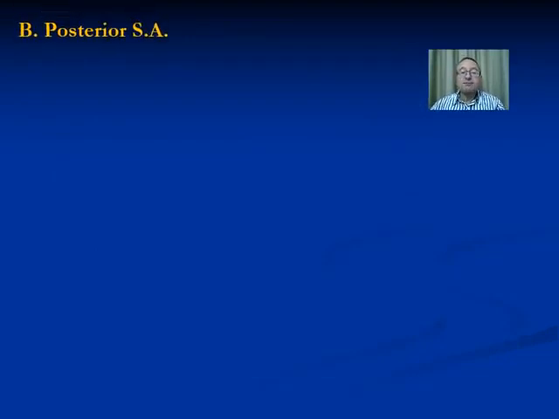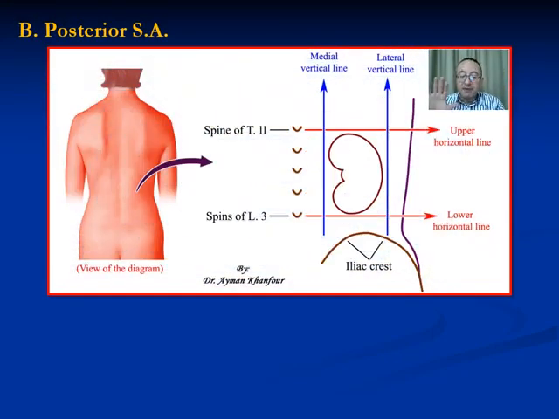What about posterior surface anatomy? Now I'm looking from behind. I find that the region of the kidney is related to this rectangular area. That's why it is called Morris rectangle. This Morris rectangle is bounded by 4 lines. 2 of them are vertical and the other 2 are horizontal.